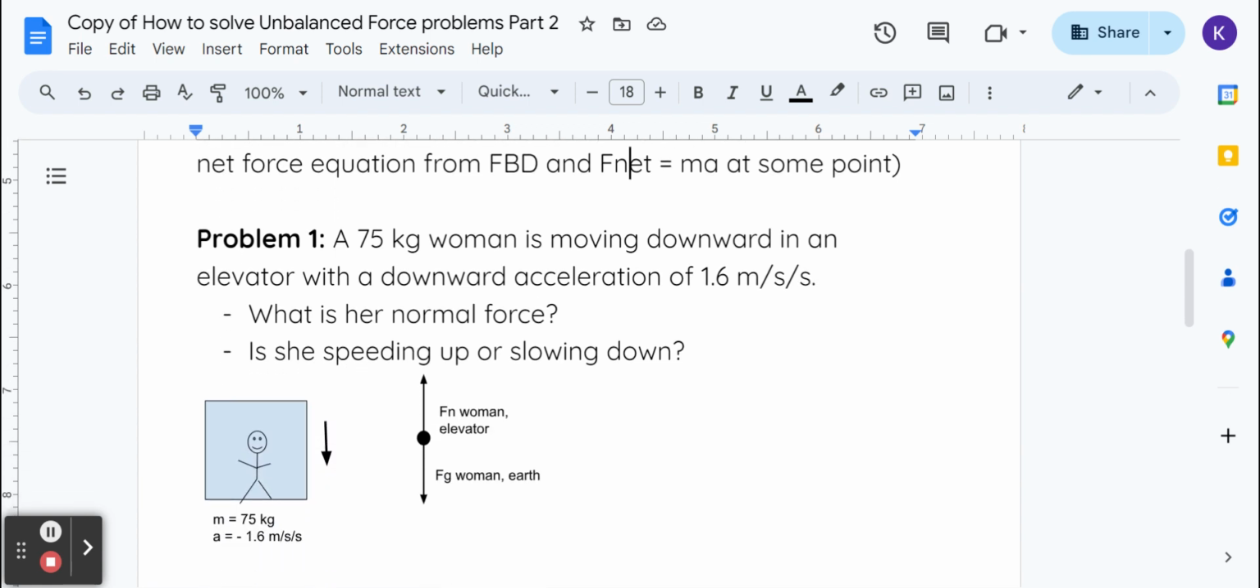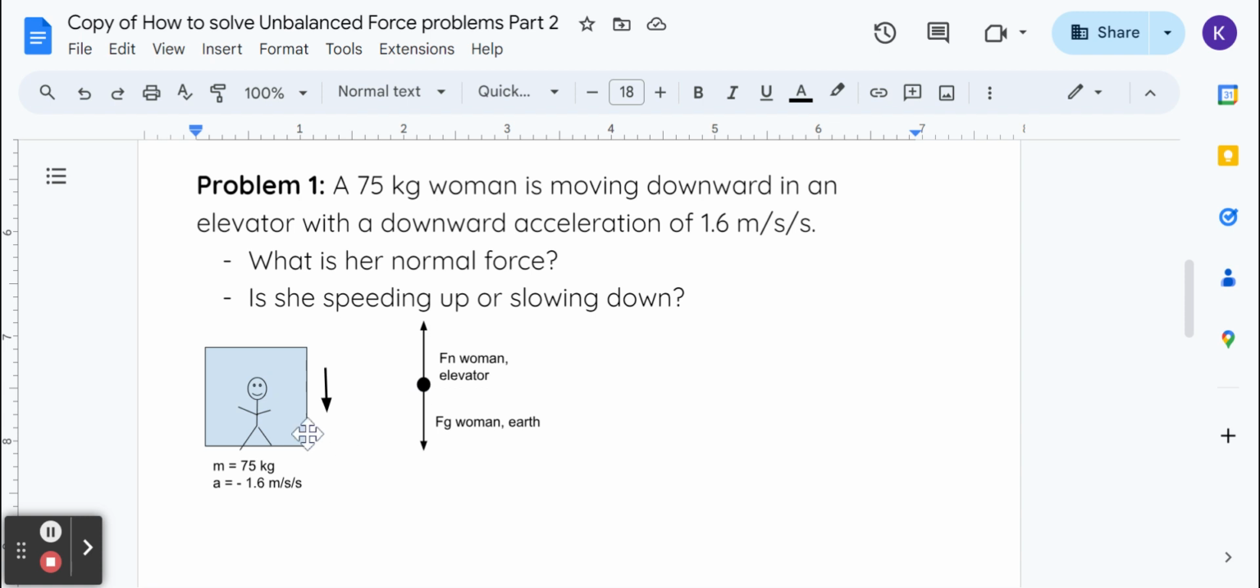The first steps of the problem are just like before. I drew a picture of a person riding down in an elevator. Her mass is 75 kilograms. The acceleration was given, and because it does say downward, I am putting a negative in front of that 1.6. I have drawn her free body diagram, which is just the force of gravity down and the normal force up.